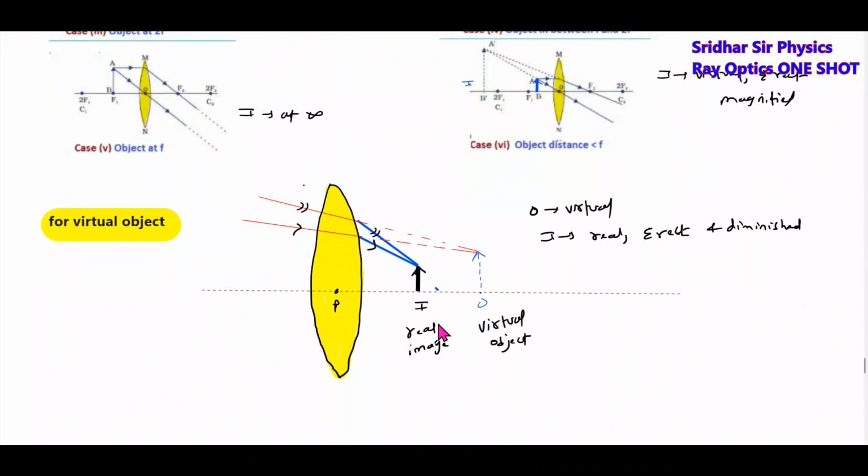Then for virtual object, we'll see what conditions will come. Here there's a virtual object. The incident rays will try to converge. Then after refraction, because there's a convergence, they'll meet at a point. This will be the real image. So for convex lens, for virtual object, the image will be real, erect and diminished.